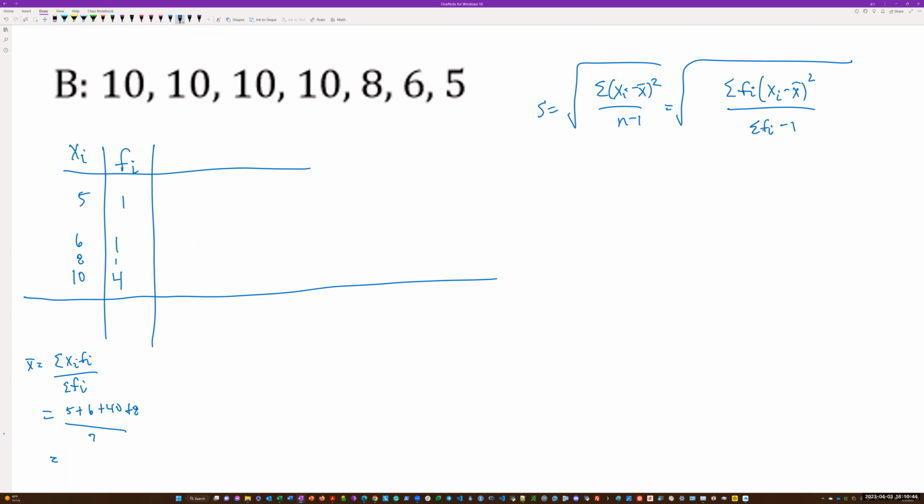So then this should be what, 11, 19, 59 over 7? Yeah. 59 over 7. Now this number is not going to work out so nicely. Does that make sense?